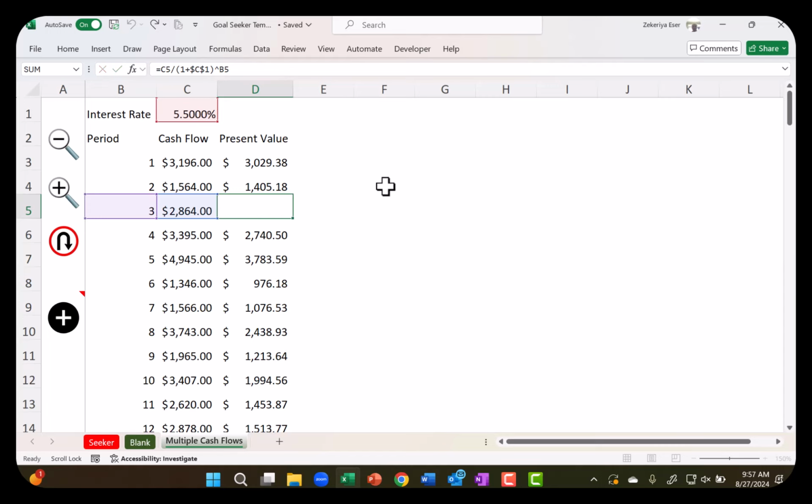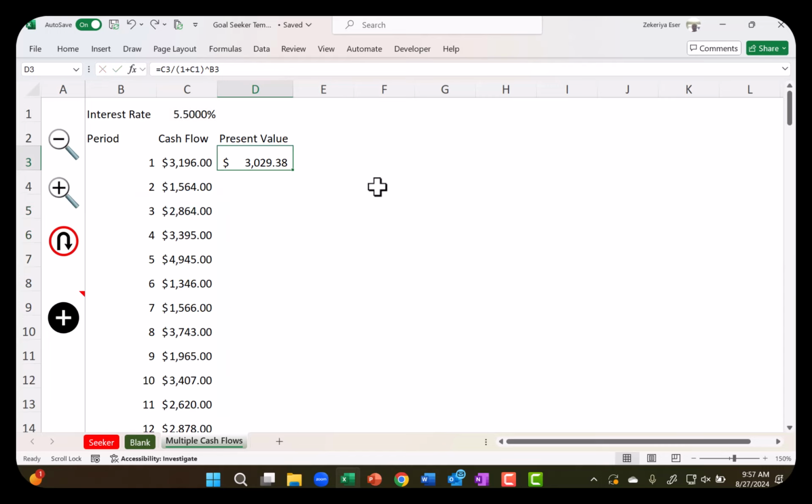There is an alternative way of doing that. Let me undo it. On any reference that you want to fix or make absolute, if you have a function key on your keyboard, hit F4. Okay.